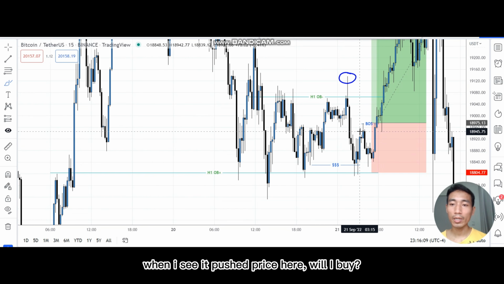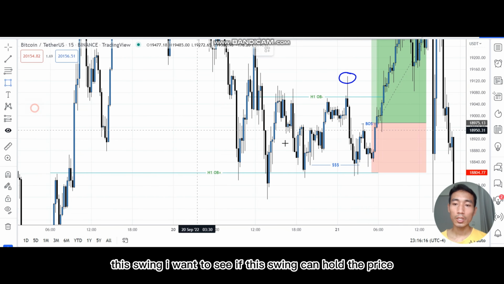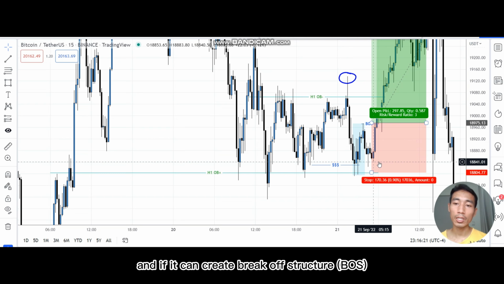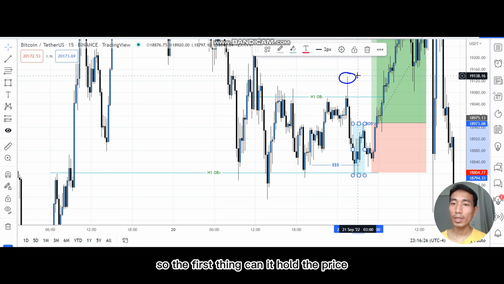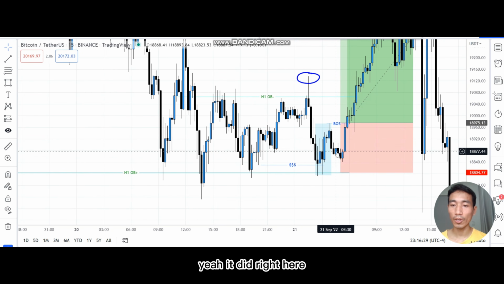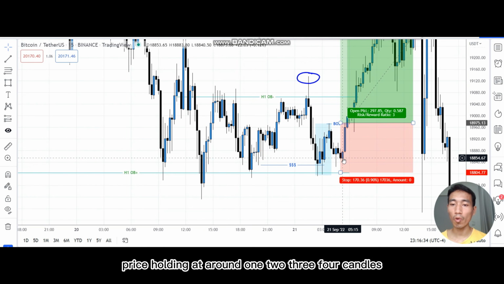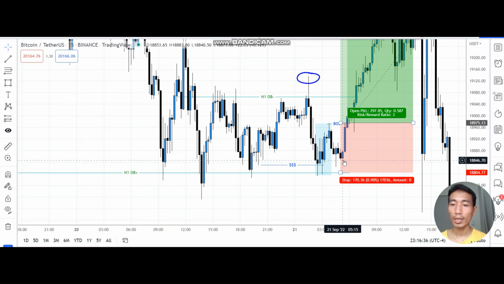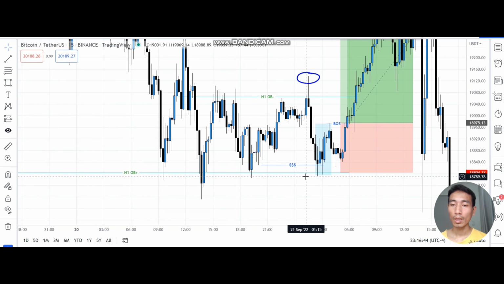When I say it pushes price higher, will I buy? No, I wait. I want to see if this swing can hold the price and if it can create a breakout structure. So the first thing, can it hold the price? Yeah, it did right here. Price held at around 1, 2, 3, 4 candles. It couldn't go lower. That is the first signal. So actually, this is an optimal trade entry for me.